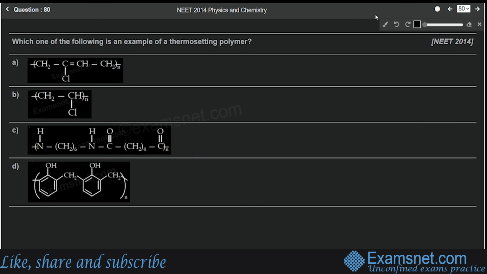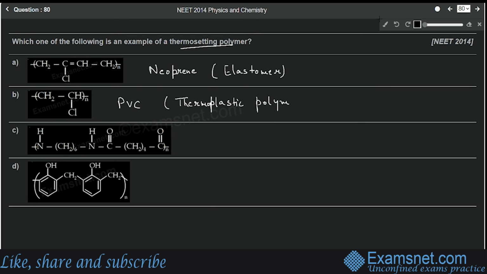Question number 80 is from the chapter Polymers, and the question is: which one of the following is an example of thermosetting polymer? So let's see. The structure given in the first option is the structure of neoprene, which is an elastomer, not a thermosetting polymer. Then the second structure is of polyvinyl chloride, PVC, which is a thermoplastic polymer. So you should know the structures of different types of polymers.